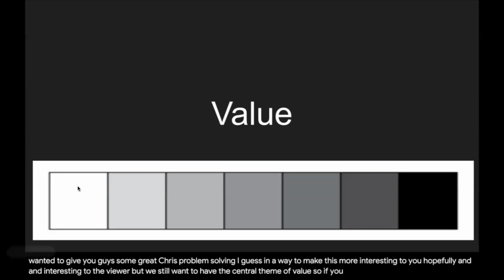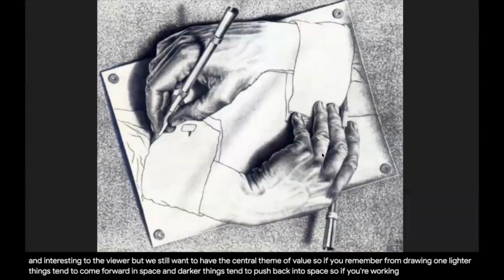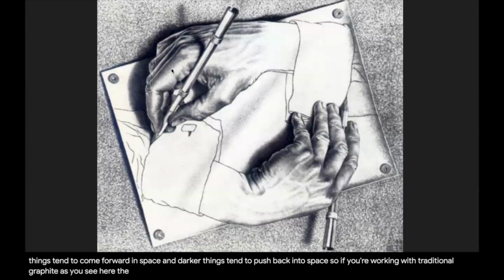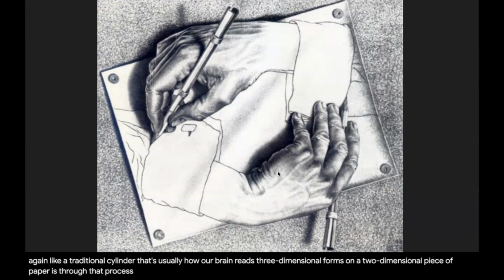So if you remember from drawing one, lighter things tend to come forward in space and darker things tend to push back into space. So if you're working with traditional graphite, as you see here, the darker edges, so if you'll see the edge of the finger that's darker, comes lighter and then gets darker again, like a traditional cylinder. That's usually how our brain reads three-dimensional forms on a two-dimensional piece of paper, is through that process. We're still working with that.